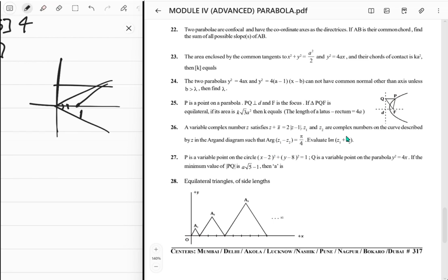Evaluate the imaginary of z1 plus z2. Wait, z1 minus z2, okay, this is different. Complex number on diagram. Wait, what diagram? What do you mean? I don't see any diagram. Both of these satisfy this relation, and then z1 and z2 just like that. Okay, fine. It doesn't mean anything like that.